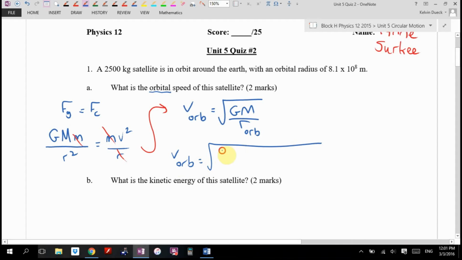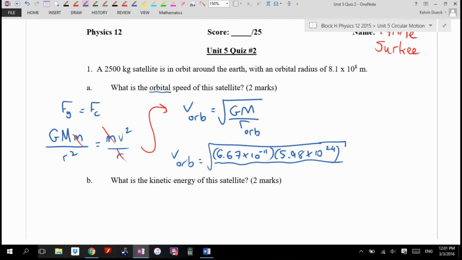square root of 6.67 times 10 to the negative 11, the universal constant of gravitation all throughout the universe, times Earth's mass, 5.98 times 10 to the 24th, all over r. Did they give me a radius or an altitude? So I don't need to add the radius of the Earth. I don't need to add 6.38 times 10 to the 6. I can go straight to 8.1 times 10 to the 8th.